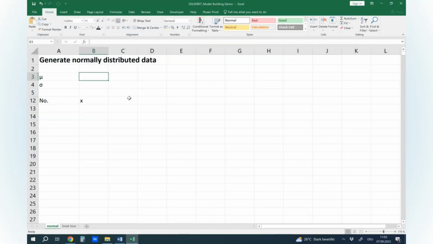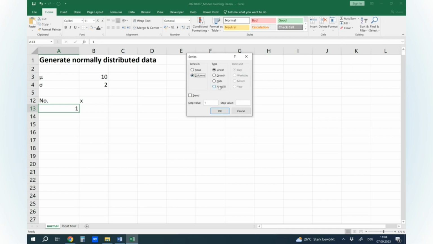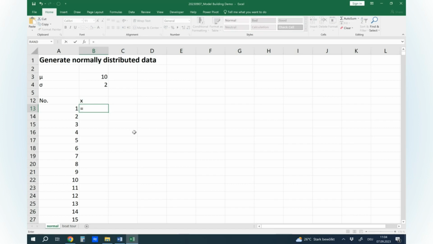First, I define that I want a normal distribution with a mean of 10 and a standard deviation of 2. Next, I'm generating some row numbering to get me 10,000 iterations. I am utilizing the function norminv because I want to simulate normally distributed data. Instead of providing a fixed quantile, I use rand to generate random values between 0 and 1, followed by the predefined mean and the standard deviation. I spread that formula across all rows.